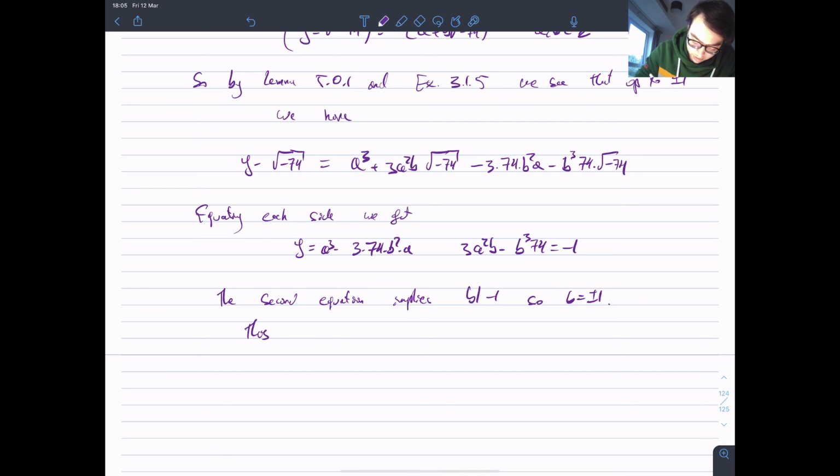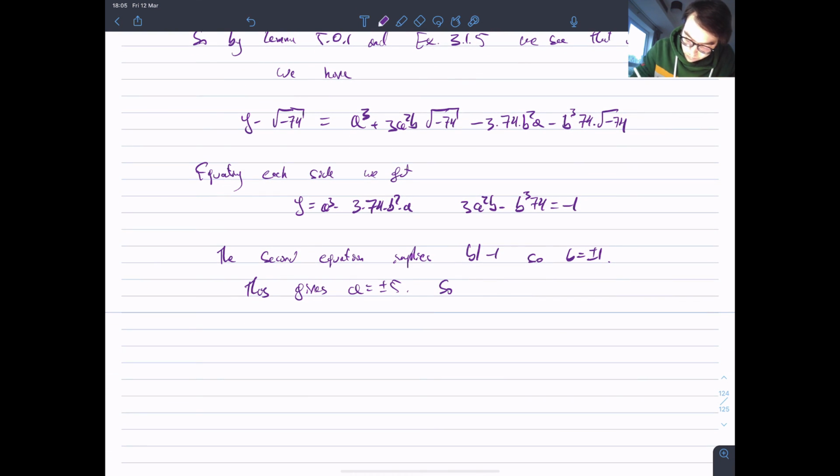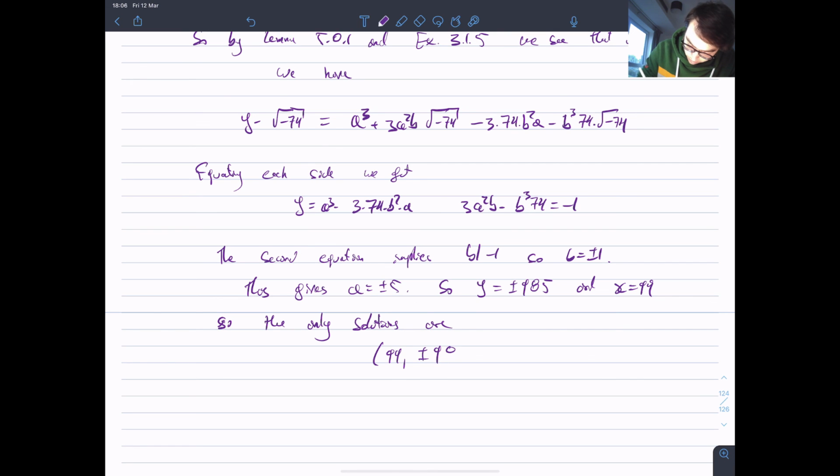If you substitute in, this gives a is plus or minus 5 as the possibilities for a. So now we know what a and b are, so we substitute this in and on this side we figure out what y is. So y is either plus or minus 985, and you'll figure out that x in this case has to be 99. So the only solutions are 99 comma plus or minus 985 for x and y, and we're done.